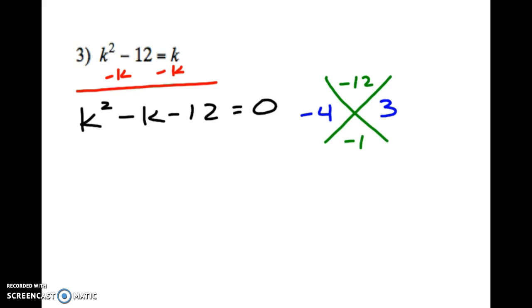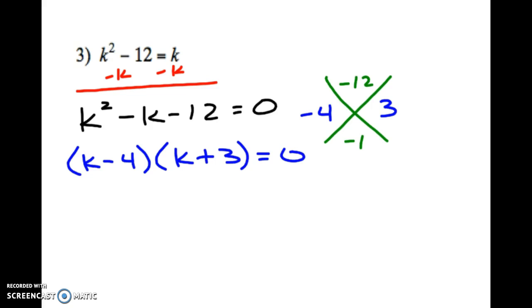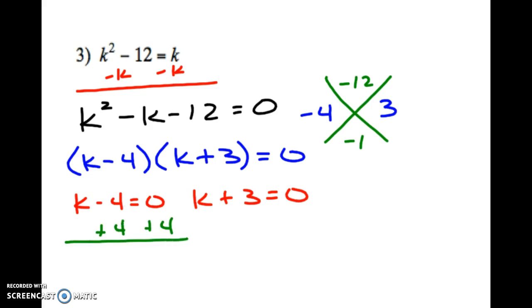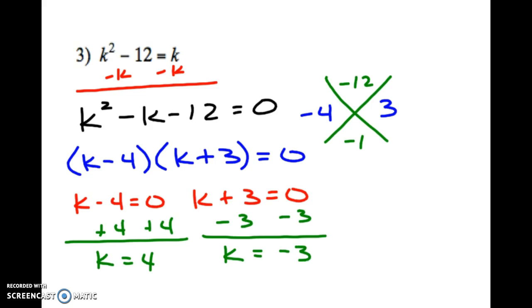Hopefully we'll come up with negative 4 and 3. So our parentheses will be k minus 4 and k plus 3. Once again, we set them equal to 0 and solve. So for this problem, our answers are k equals 4 and k equals negative 3.